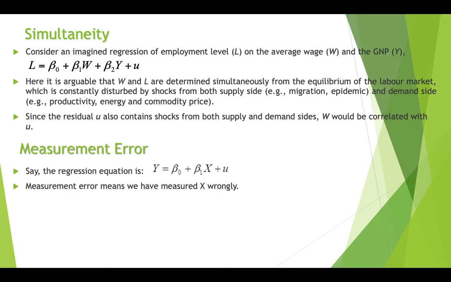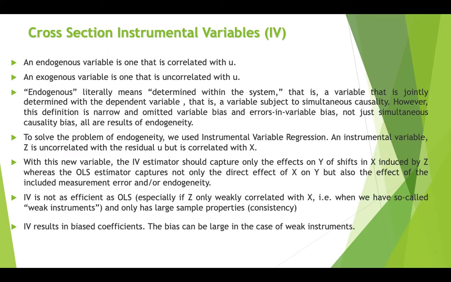So, there is a problem of endogeneity. The third case is measurement error, that is, if we measure X wrongly, then we can also have the endogeneity problem. Now, to solve this problem of endogeneity, we can use instrumental variable regression. What is an instrumental variable?